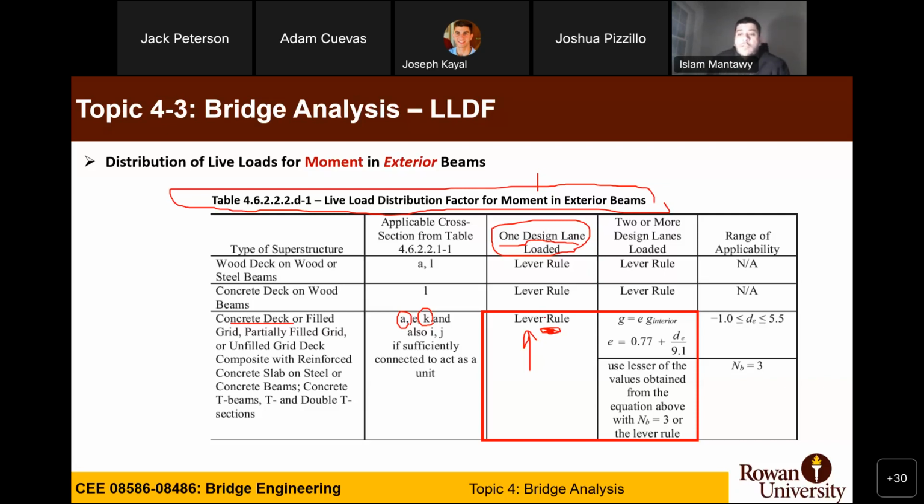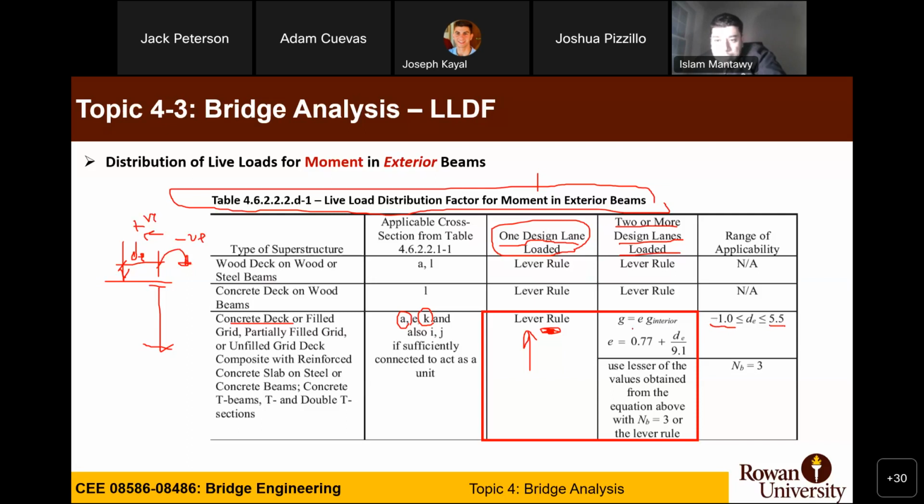Yeah. Remember the DE value, the distance between the wheel and the exterior girder, GE, right? Yeah. We're gonna use it for 2 or more design lanes loaded, okay? And there is a range for it. It can be negative 1 to 5.5. Negative 1 means that your load is on this side, so this is a negative side, and this is a positive side. If the load is on the overhang, it's positive. If it's inside, it is negative, okay?